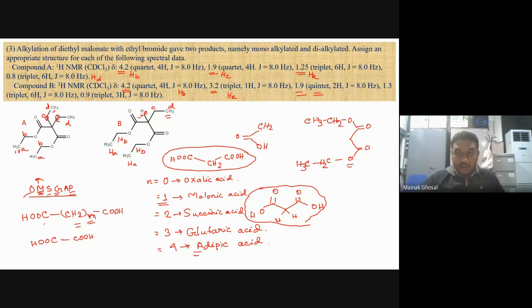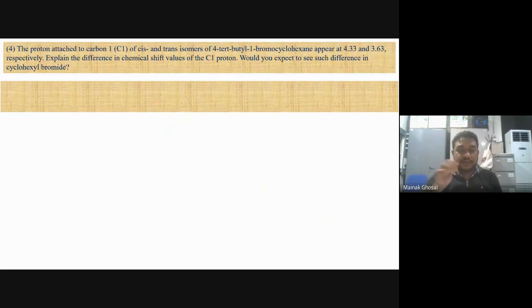Okay. Now this 1.3 triplet 6 hydrogen, which one will it be? 6 hydrogen triplet. HA. And which one will be 3 hydrogen triplet? This is the only one thing left. HD. So this is assigned. This way I have assigned all the protons in the compound, which will give you this kind of structure. Okay. Now, moving to the next question.